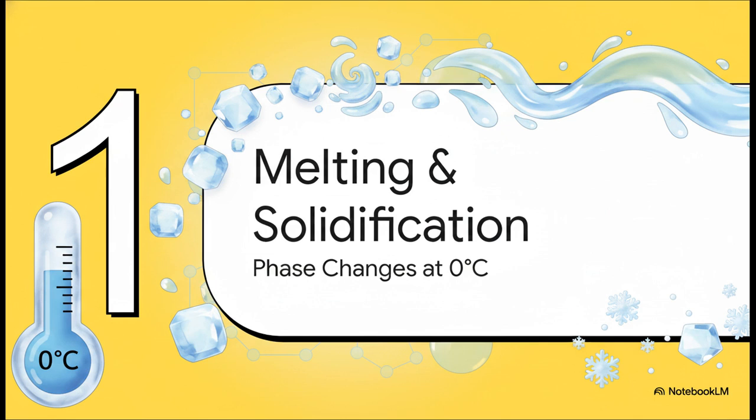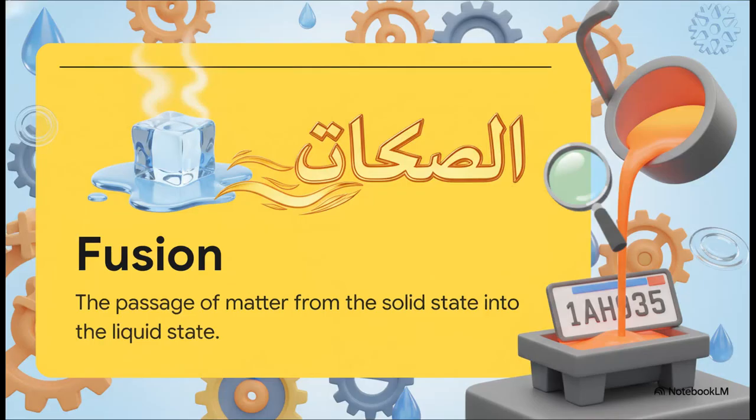Let's drop right to the bottom of the thermometer. So, what exactly is fusion? Well, it's simply the passage of matter from a solid state right into a liquid state. And it's not just about ice cubes, you know? This exact same principle is what allows heavy industry to melt down rigid substances, like metal, and remold them into everyday items, like the actual license plates on our cars.